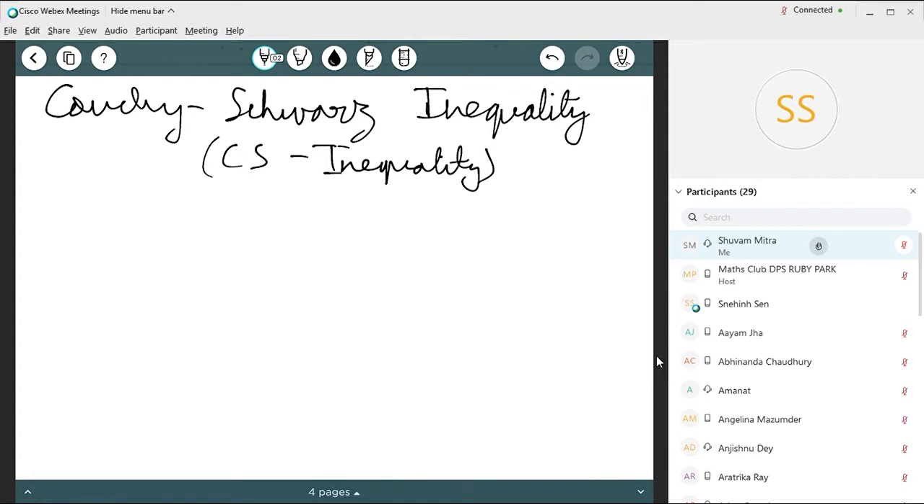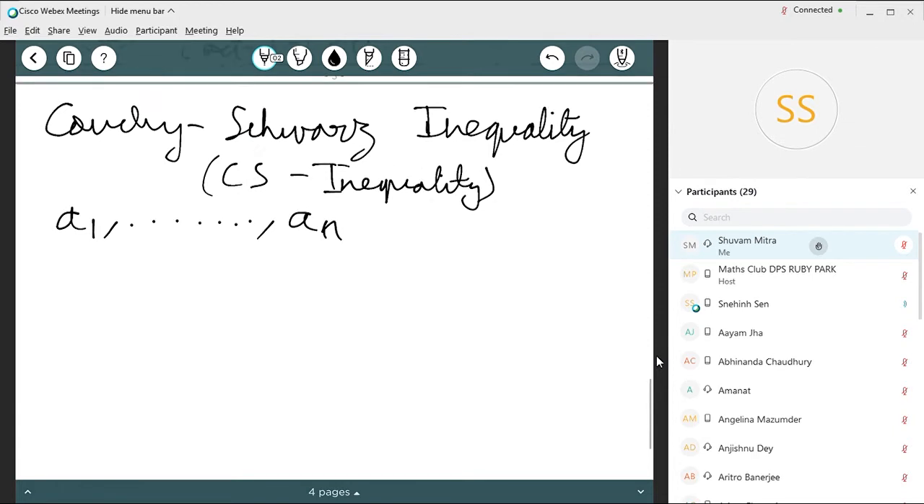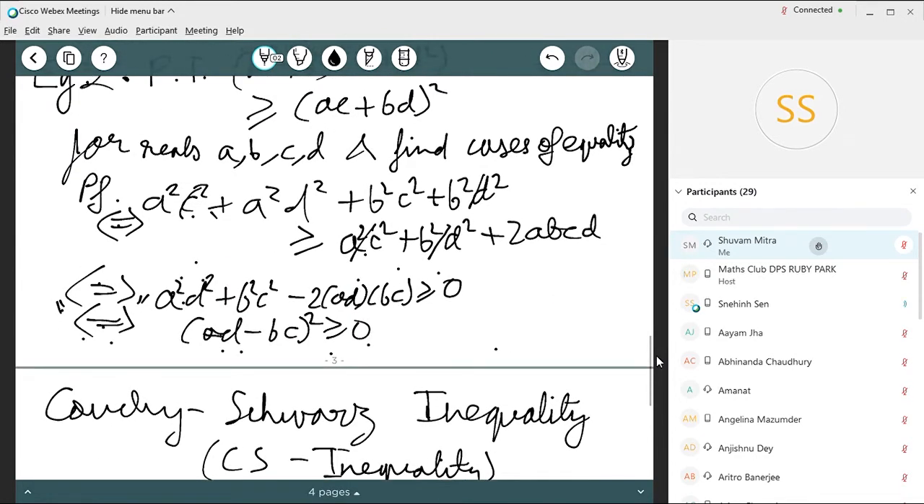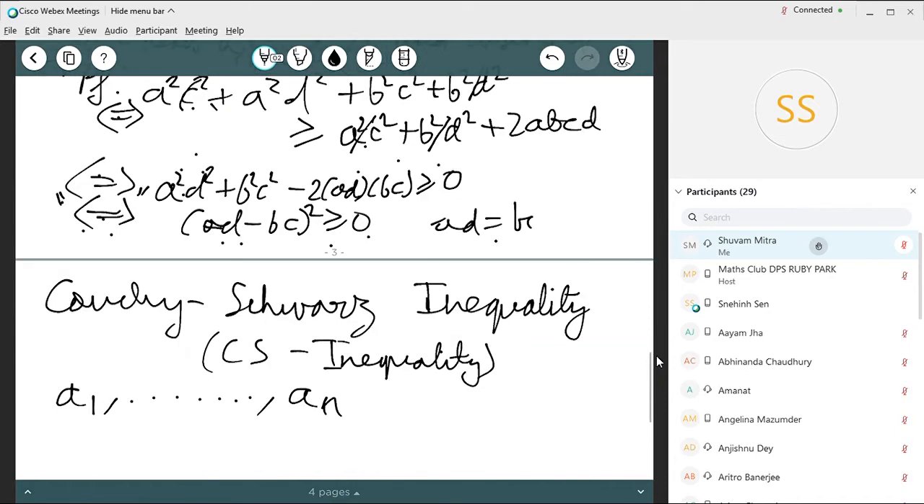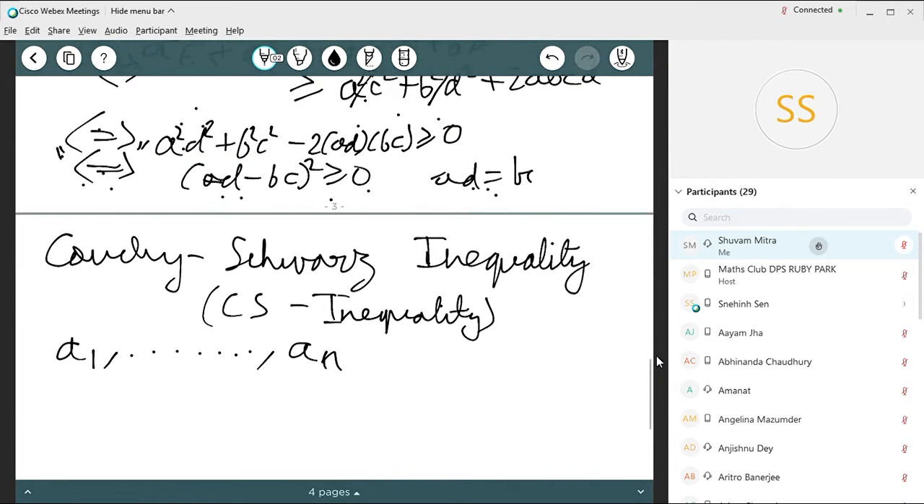This inequality has many statements and many forms. I'll state one of them. A1. Okay, one thing I forgot. When I asked you to find the case of equality, so when does equality hold in this inequality? Just tell it from this square. AD equal to BC? Exactly. So equality holds if and only if AD equals BC. So we'll try to use this, but in a more generic setup, in the next general inequality.